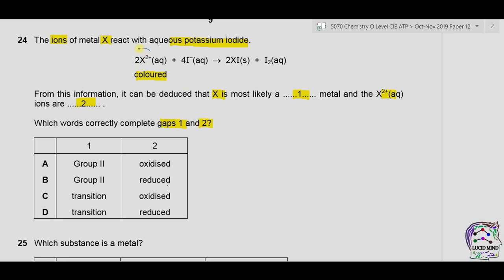As we can see that X forms a colored compound, so it could be a transition metal. So it could be C or D. Now we can find the oxidation state of X in XI. As iodine is from the 7th group in the periodic table, the oxidation state is -1. So for X it will be +1. So moving from +2 to +1 is a decrease in oxidation state, therefore it is reduction. The answer is therefore D.